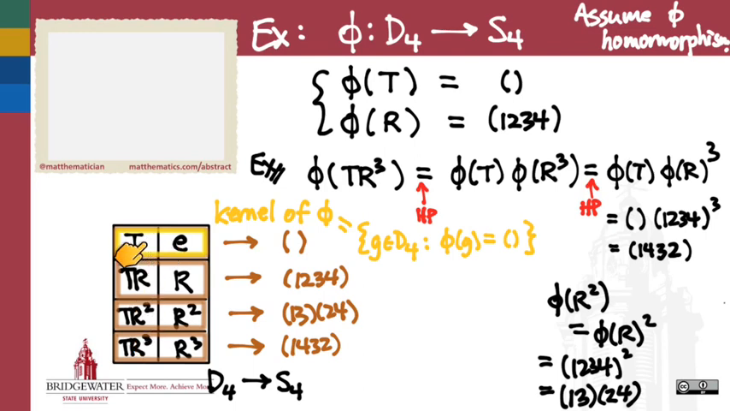So how do we know that E and T together make a closed subset? E composed with itself is E. E composed with T is T. T composed with E is T. T composed with itself is E. So that's every possible product we could make inside of that subset. They all remain inside the subset, so it's closed. So this is a subgroup. If I call this K, then K is a subgroup of D4.